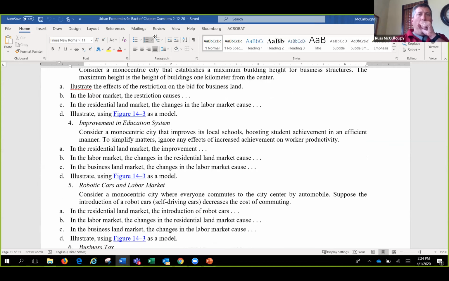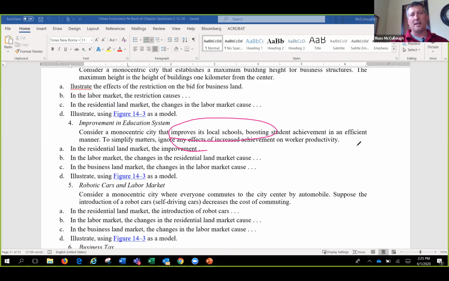So consider a monocentric city that improves its local schools, boosting student achievement in an efficient manner. To simplify matters, ignore any effects of the increased achievement on worker productivity. So we're not going to say that long-term, maybe a higher educated workforce would make them more productive, which would increase the demand for those workers, but we're going to ignore that part. So we're thinking about the land market and the bid rent functions.